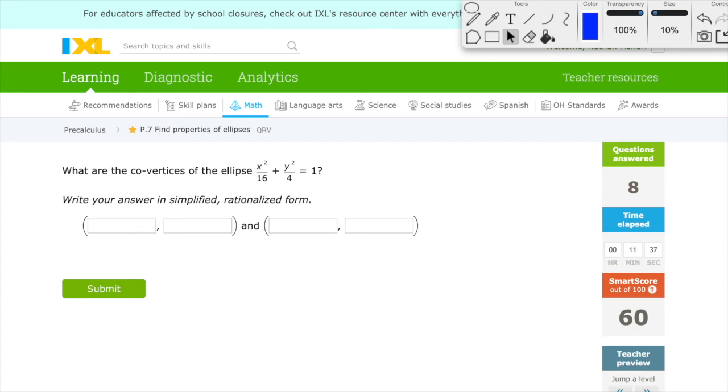Okay, covertice. So if I'm thinking about the shape again for another one in a row here, the x number is bigger, so it's going to be stretched in the x direction.